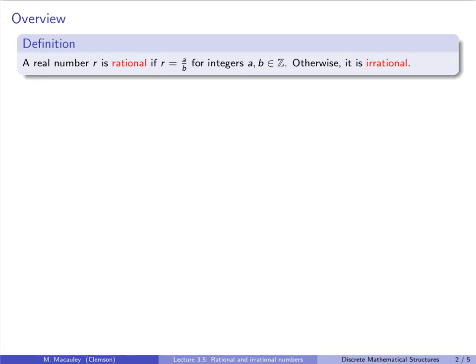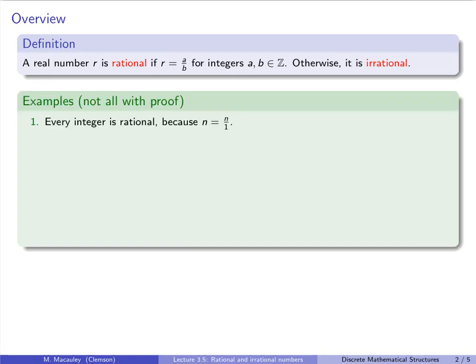A real number r is said to be rational if it is the quotient of two integers. In other words, if r equals a over b for some integers a and b. Otherwise, it is irrational. Now, many books and sources will require that b be non-zero, but I think that's unnecessary, because if r is the quotient of two integers a over b, then it must be the case that b is non-zero. So I don't think we need to build that into the definition, though it's certainly not wrong to do so. Let's do some examples, though I won't prove all of these.